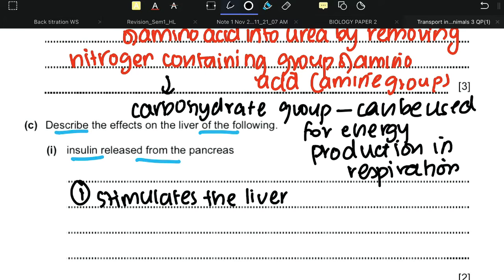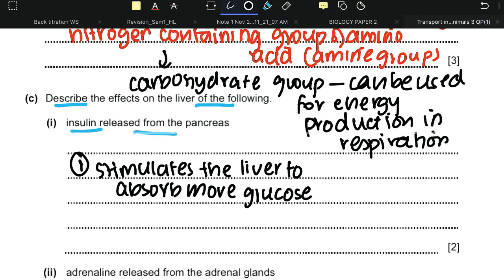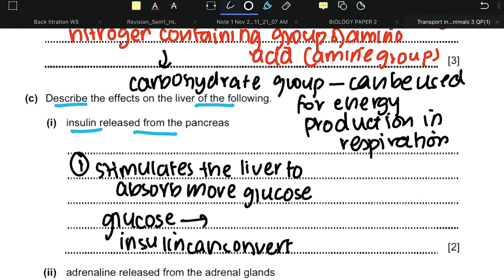It stimulates the liver to absorb more glucose so that this glucose can be converted by the insulin into glycogen. I'm just writing it in points again, but you guys need to write this in complete sentences, so that the insulin can convert glucose into glycogen. You can say convert or break down, but convert might be a better word to use here, because it's not exactly breaking down, it's converting, right? So the insulin can convert the glucose into glycogen.